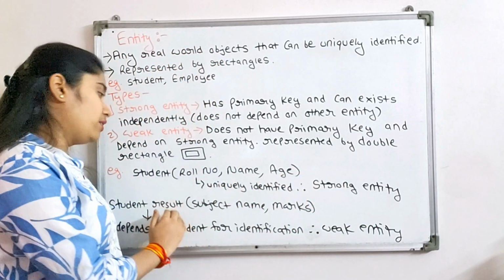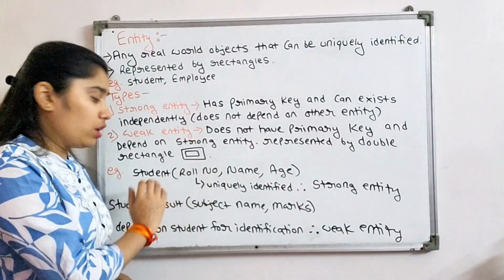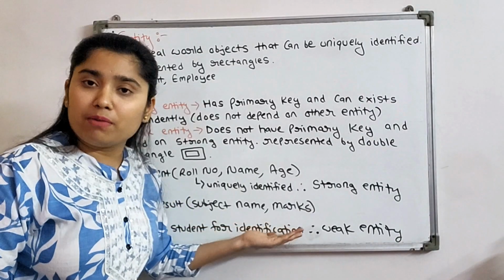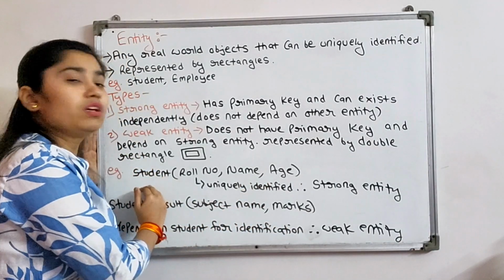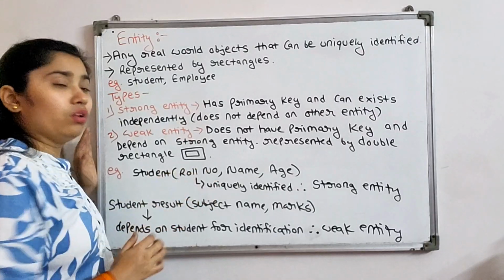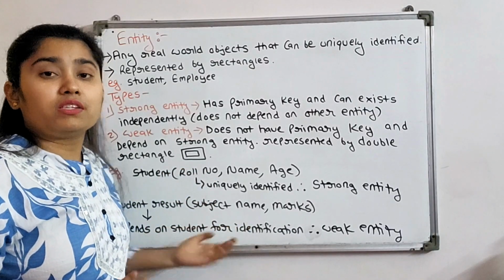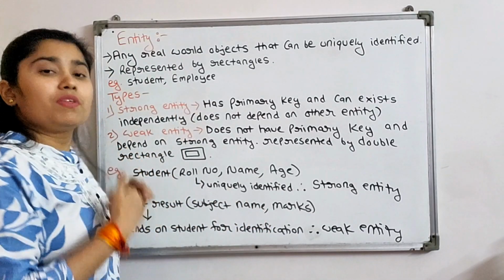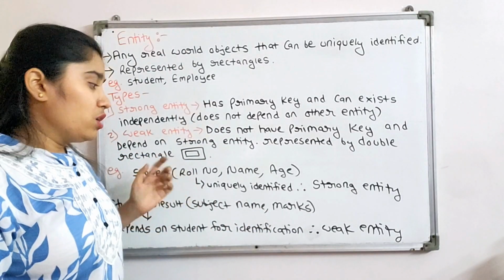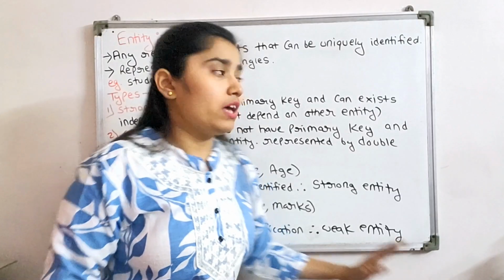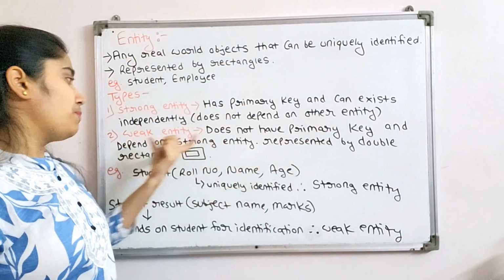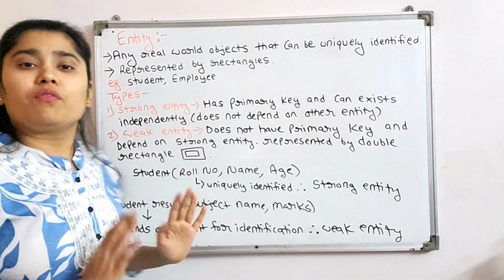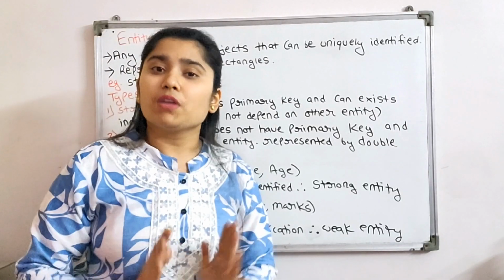So the result can depend on the roll number. Here, our student result does not have a primary key and it depends on the student, because it depends on the roll number, as every student has a unique roll number. So it does not have a primary key and it depends on the strong entity, which is student. Therefore it is a weak entity. I hope you are clear on the entity and its types, what a weak entity is and what a strong entity is.